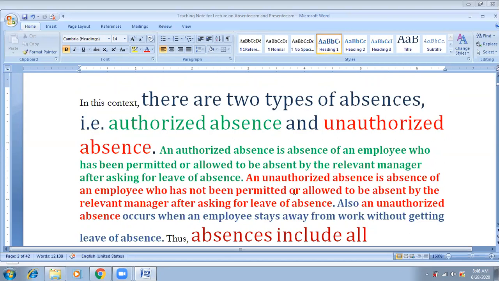But assume tomorrow you are going to be absent, but you have not obtained the right permission from the right boss, the right superior. Then if you are absent tomorrow, that absence will be counted as an unauthorized absence.